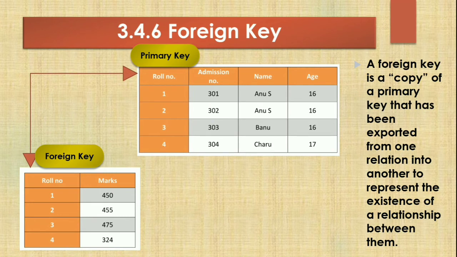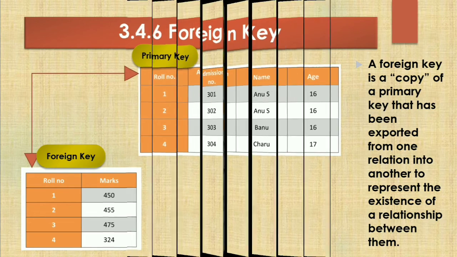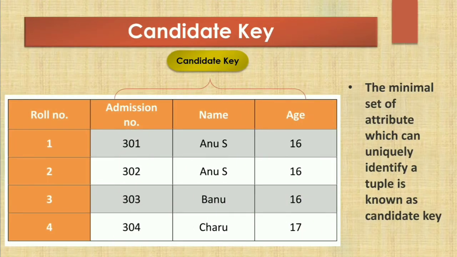So look at the second table, roll number and marks. So here in this table, roll number is acting as the foreign key. So foreign key is a copy of primary key that has been exported from one relation to another. Relation means table. From one table we copy the primary key and we set it as foreign key for another table.